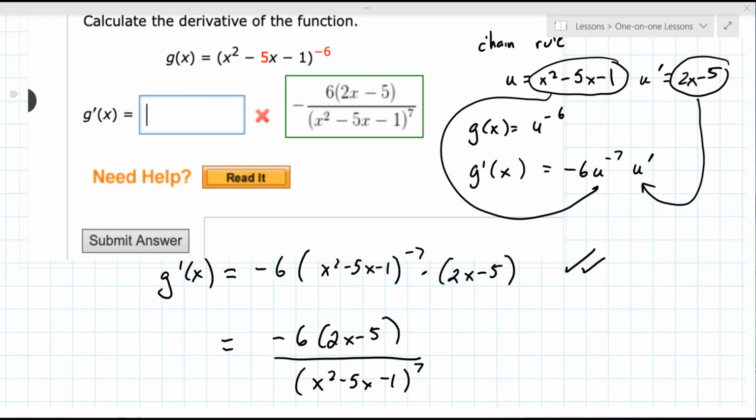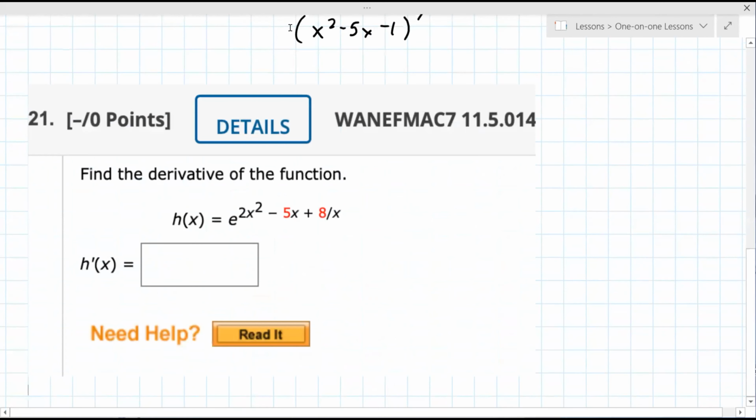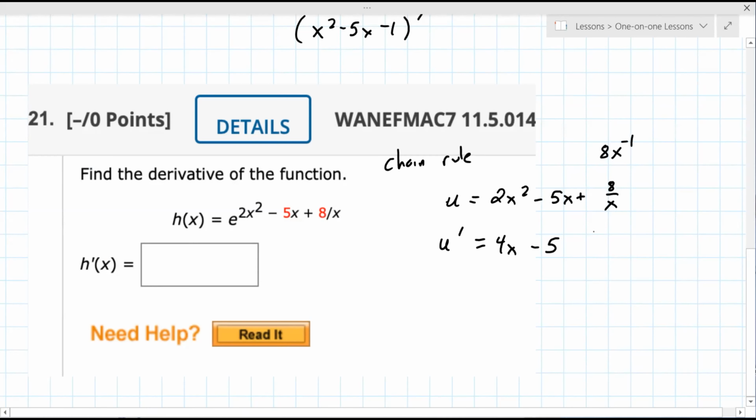Okay. This one is very similar because it's a chain rule derivative. Okay, so your u here is the exponent, 2x squared minus 5x plus 8 over x. This is a chain rule problem again. The u is often the thing in parentheses under the root, the exponent, whatever. U prime, so we'll find u prime first. This is 4x minus 5, and then this one's maybe the one that could be unclear. This is really 8x to the minus 1 power. So it's minus 8x to the minus 2 power.